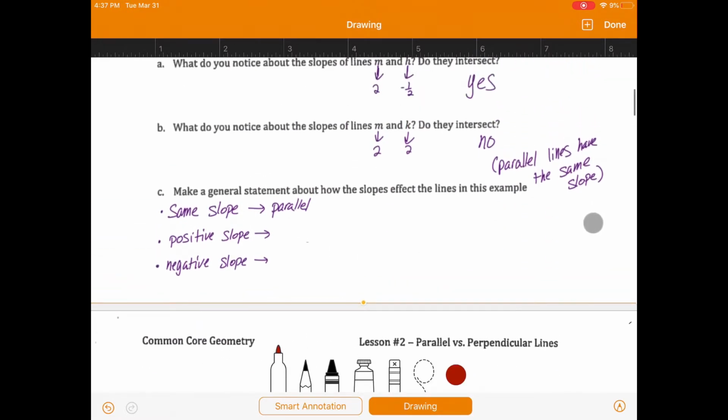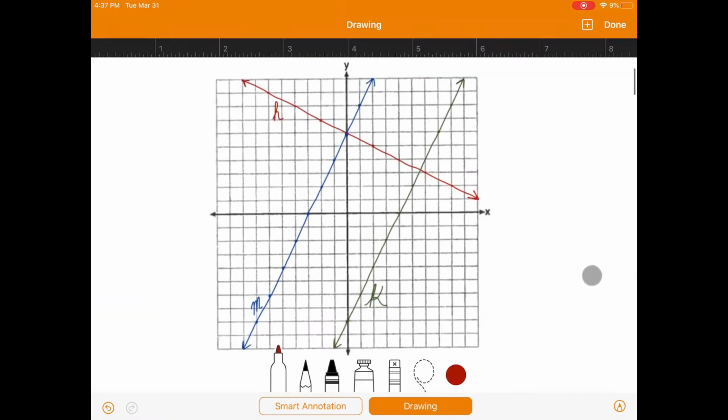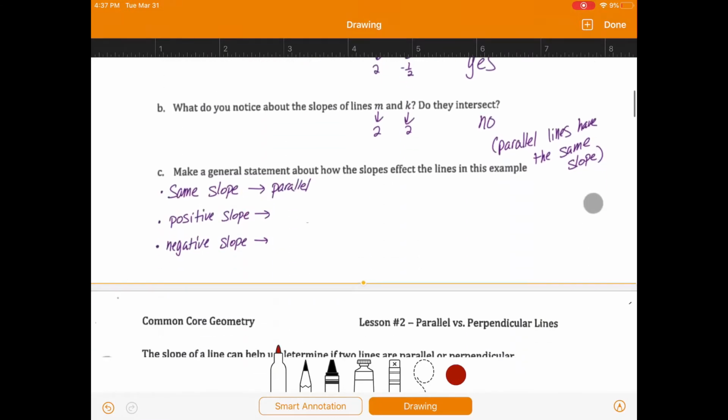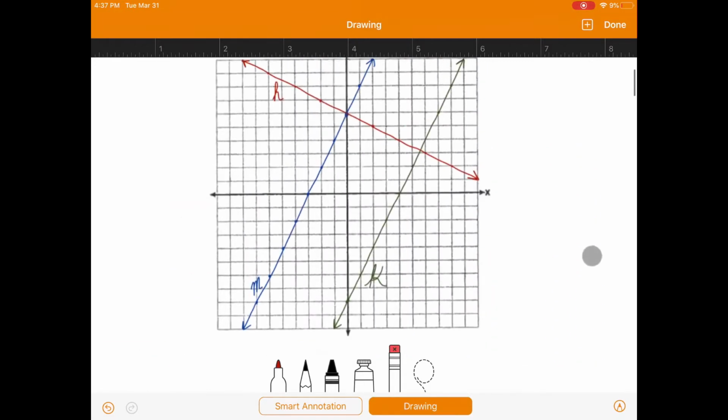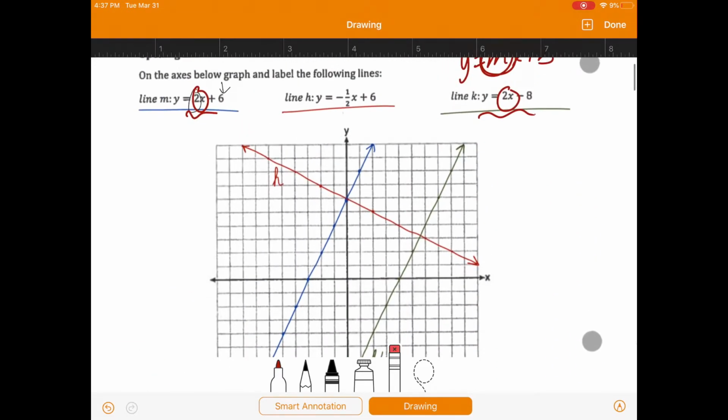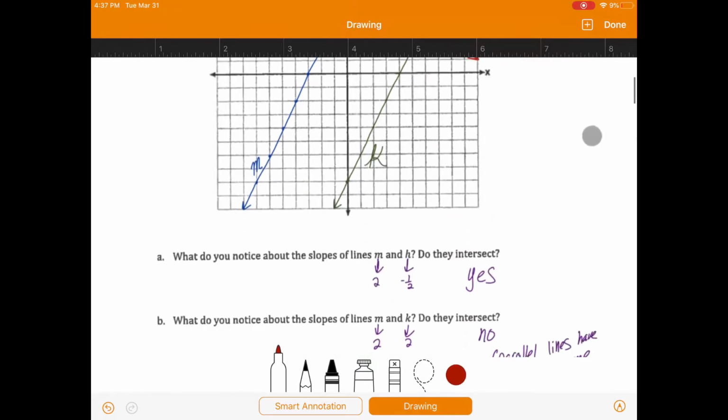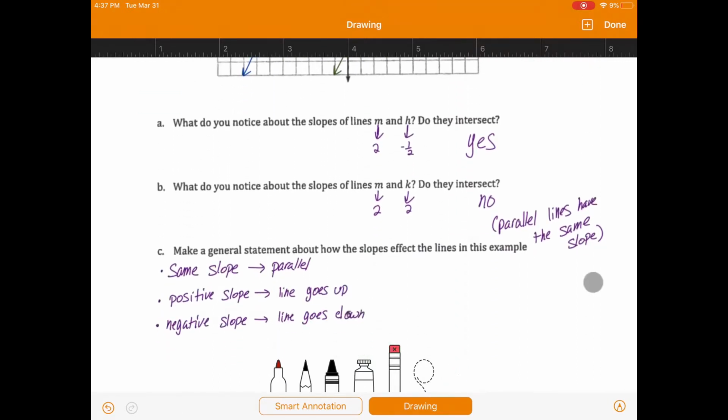Also, if the slope is positive, which you have for the blue and green lines, that means that your line is going to be going up. If it's negative, like it is for the red line, see how it's a -1/2, then that means your line is going to go down.